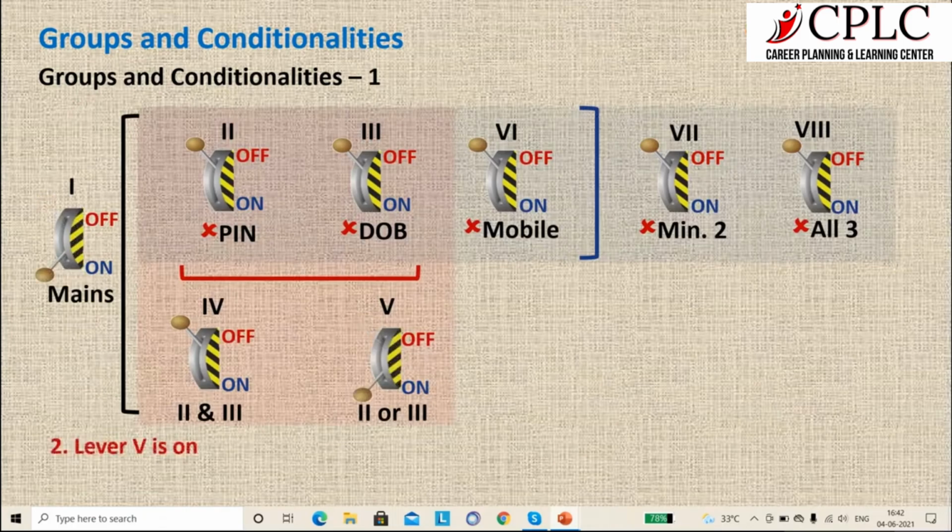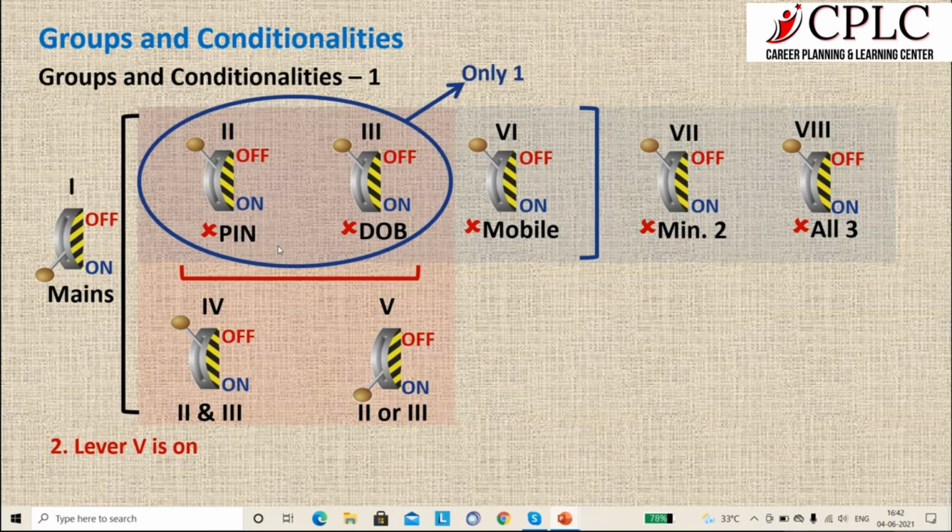Now, lever 5 is on. Main power supply is on. We don't know. Any one out of these must be on. But I can definitely say that lever 4 is going to be off. Why is lever 4 going to be off? Because lever 4 needs both 2 and 3 to be on.